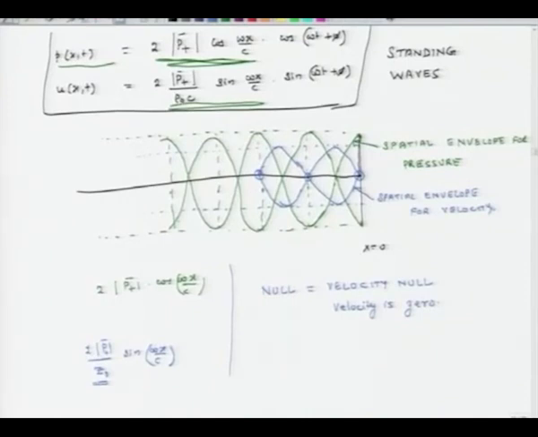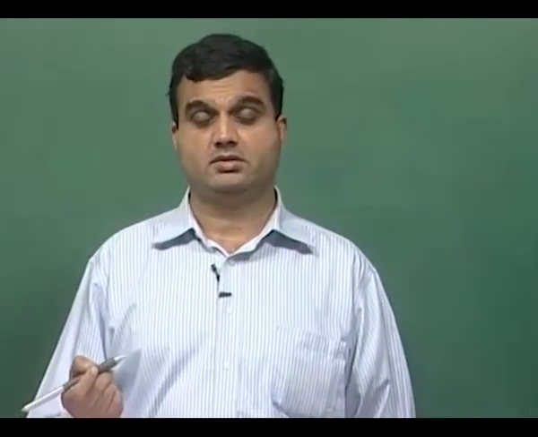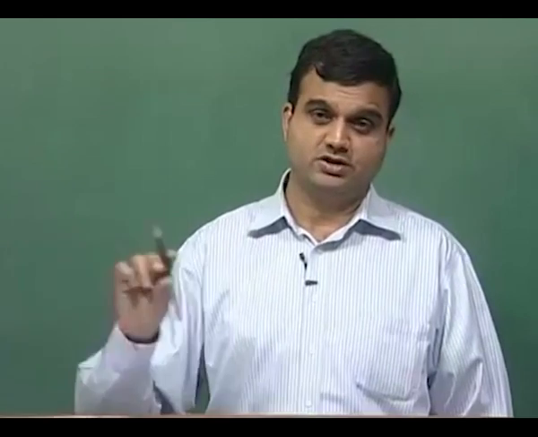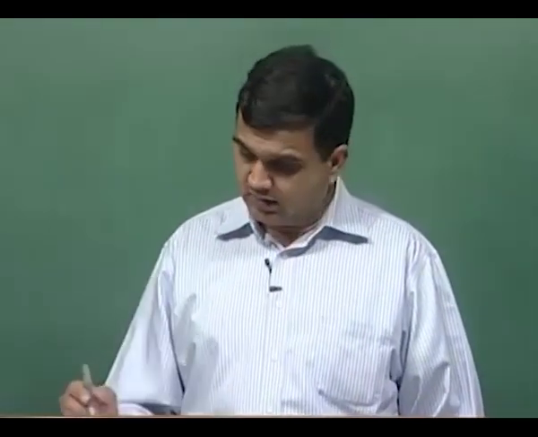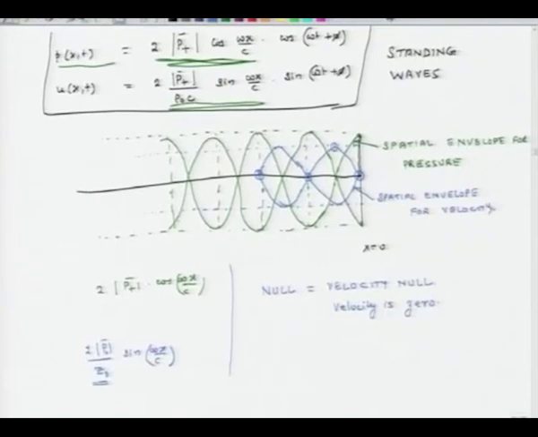Corresponding to velocity nulls, you have locations corresponding to velocity nulls where you have pressure maximum. So, pressure is maximum where you have a velocity null. Now, these points where you have velocity as maximum, there the pressure is minimum.